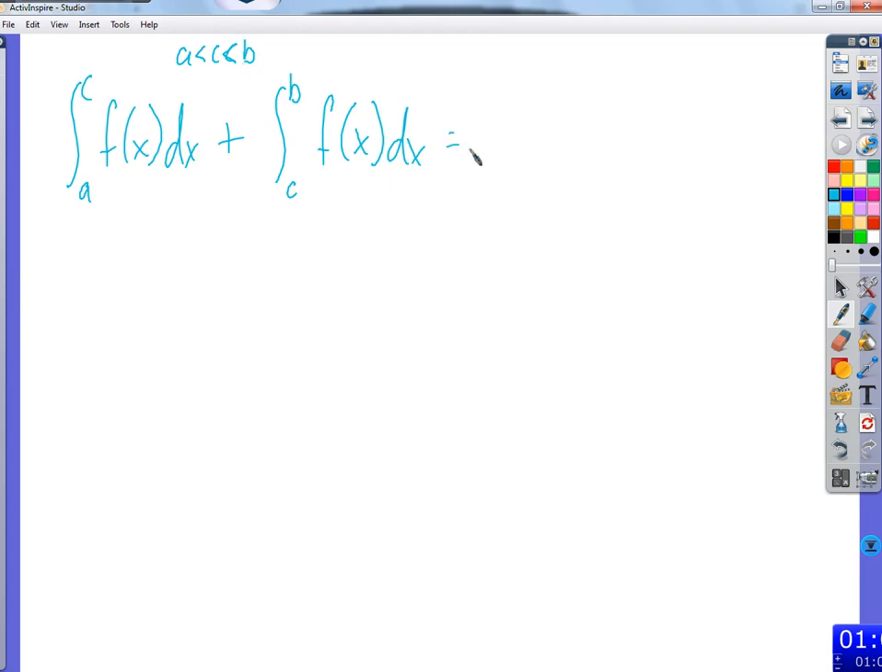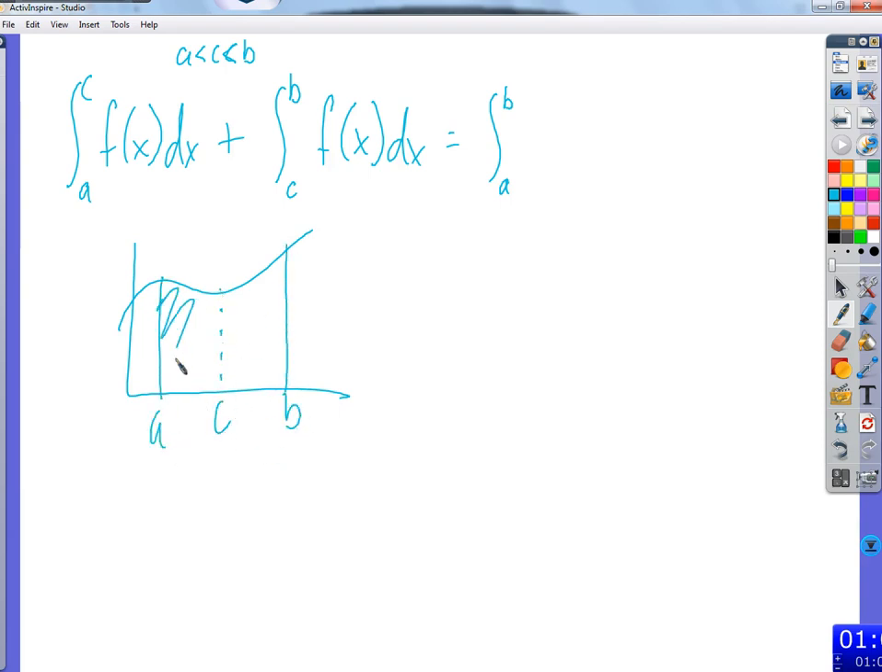Can I shorten that up, you think? From B to A, or can I say from A to B? So if I go from A to C, I add up all that area, then I start writing C again and go all the way to B. Here's A, here's B, here's C. If I find all this area and all this area and add it up, I just have the area that I need.